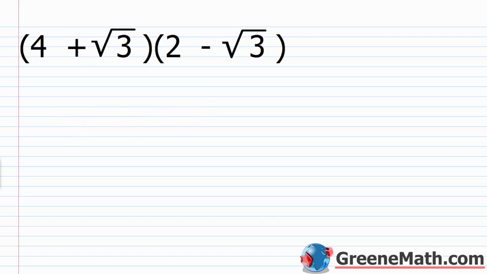Okay, pretty easy. All right, for this guy, we're going to use FOIL. We have basically two binomials here. We have 4 plus the square root of 3 multiplied by 2 minus the square root of 3. So first terms, 4 times 2 is 8. Outer terms, 4 times negative square root of 3 is going to be negative 4 times square root of 3. Inner terms, square root of 3 times 2 is 2 times square root of 3. Then for my last terms, I have the square root of 3 times the negative square root of 3. So that's just going to be minus 3.